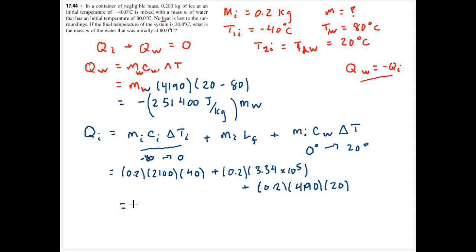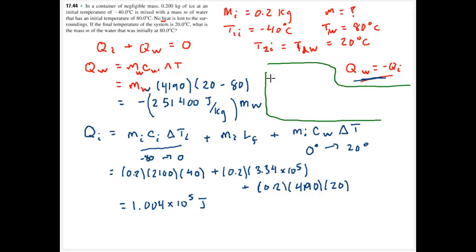All those are going to add up, and I'm going to get 1.004 times 10 to the 5th joules. Now I go back up and I use this expression right here. I'll change my color to green, and I'm going to say that the negative 251,400 times the mass of the water must be equal to this 1.004 times 10 to the 5th, and I can solve this for the, I'll put a negative in there, the negatives are going to cancel out, and I solve for the mass of the water to be 0.399 kilograms.